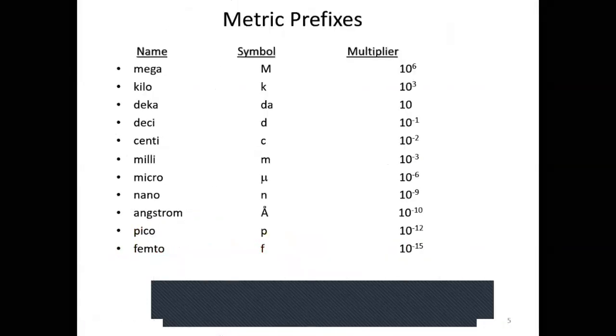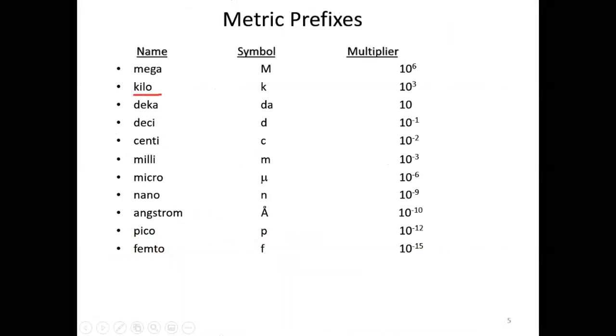When we talk about units and metric to metric conversions, it's important to know the prefixes and which power of 10 they represent. Some of the common ones are kilo. We use kilometers to represent distance; 1 kilometer is 1,000 meters. We use deciliters to indicate volume; 1 deciliter is 0.1 liters.